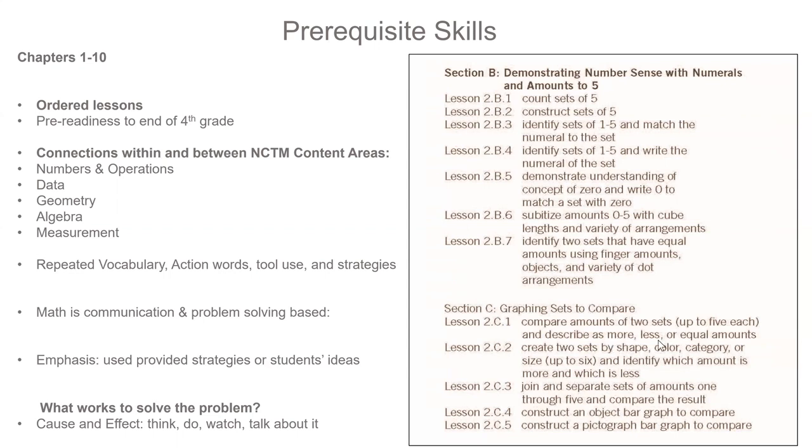So students are learning about now not only equal amounts, but more and less as well. Students are creating sets and learning about joining and separating sets of amounts 1 through 5 and comparing the results. So students are taking what they've learned about sets 0 through 5 and are applying it here to additional skills that are related, and then construct an object graph to compare and a pictograph, bar graph, both of these bar graphs to compare. Now, what the object bar graph and the pictograph bar graph have in common with everything else that the student has learned so far is that the amounts are limited to what the students are familiar with.